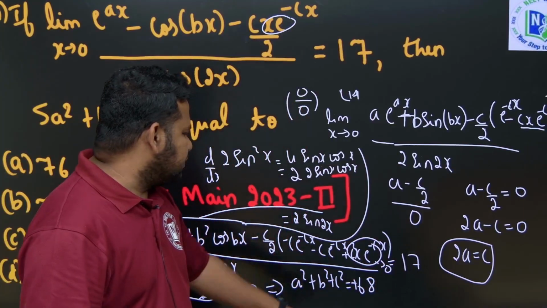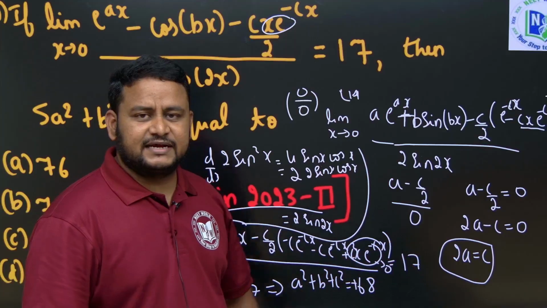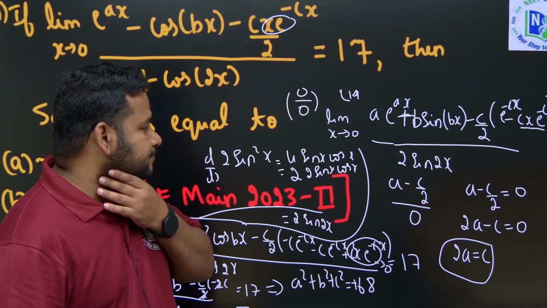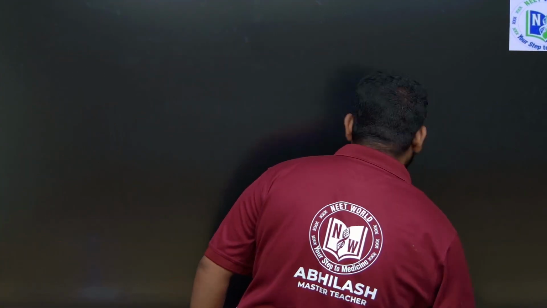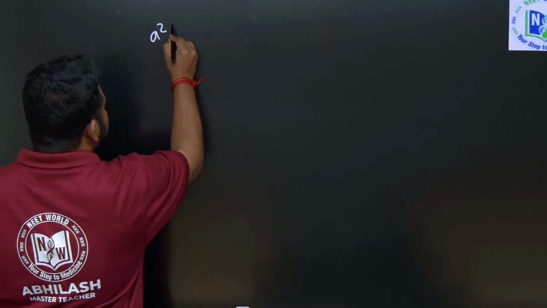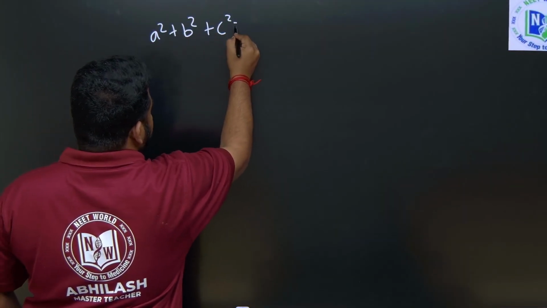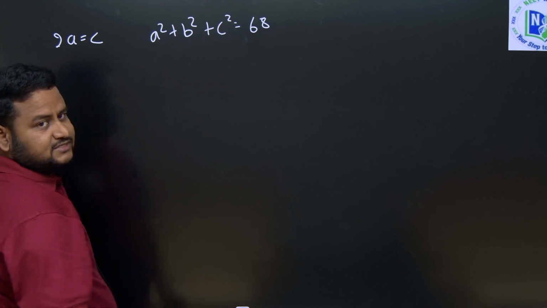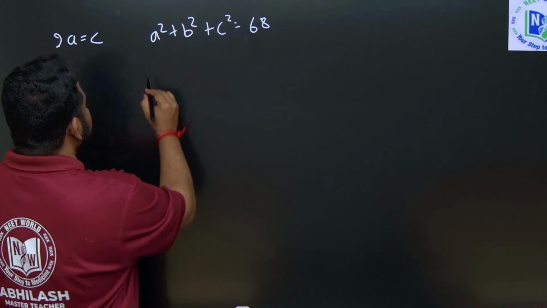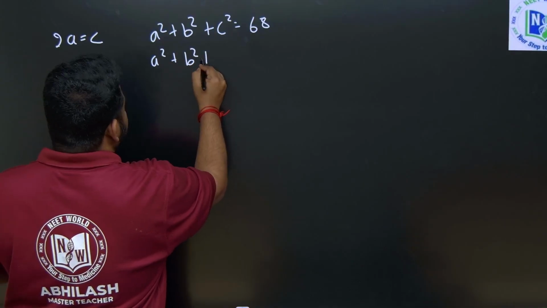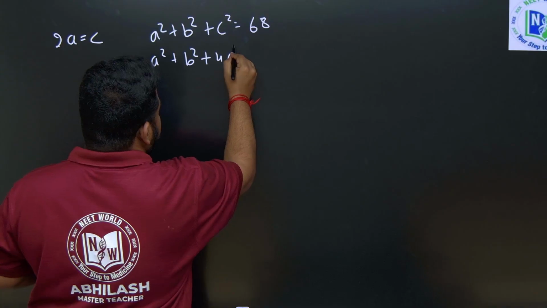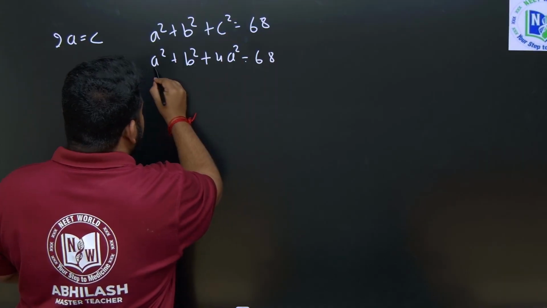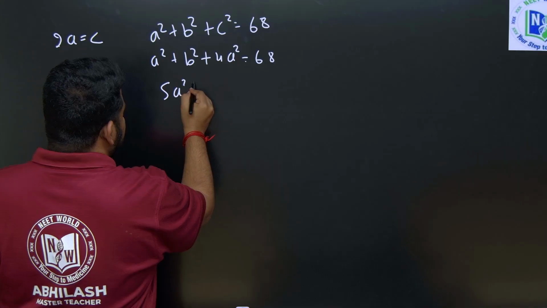But we know that we already got 2a is equal to c. Wherever c is there, I can write 2a. Next page I will write it. See here friends, so we got a square plus b square plus c square is equal to 68. Also we know that 2a is equal to c, so a square plus b square plus 2a square, and 2a square is nothing but 4a square. Wherever c is there, if I put 2a it will become 4a square is equal to 68. A square plus 4a square is 5a square plus b square.